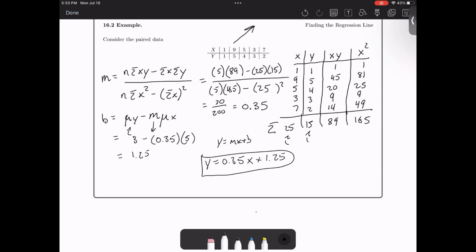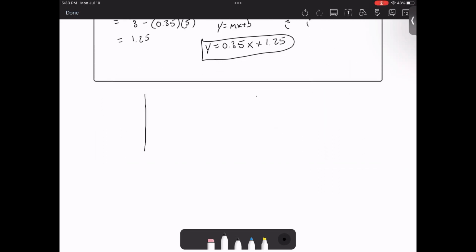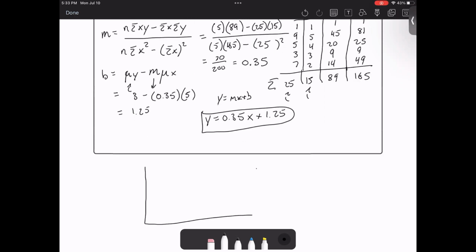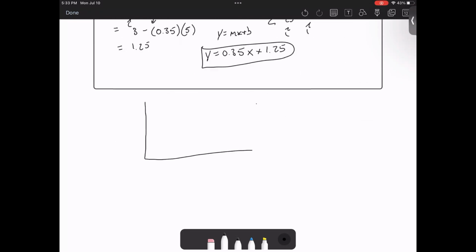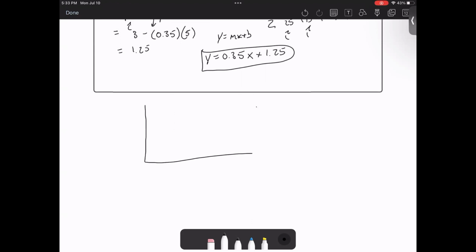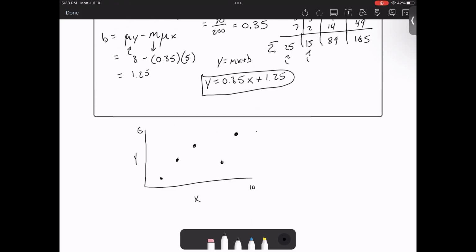Now let's plot this data and the line to make everything make sense. Now our y's were the 1, 5, 4, 3, and 2. So if we were to plot some data, those are y's, these are x's. Let's run this one up to 10 and the y's up to 6. We see our plotted data looks something like this. So it makes sense that we have positive slope because it looks like that's directly proportional.